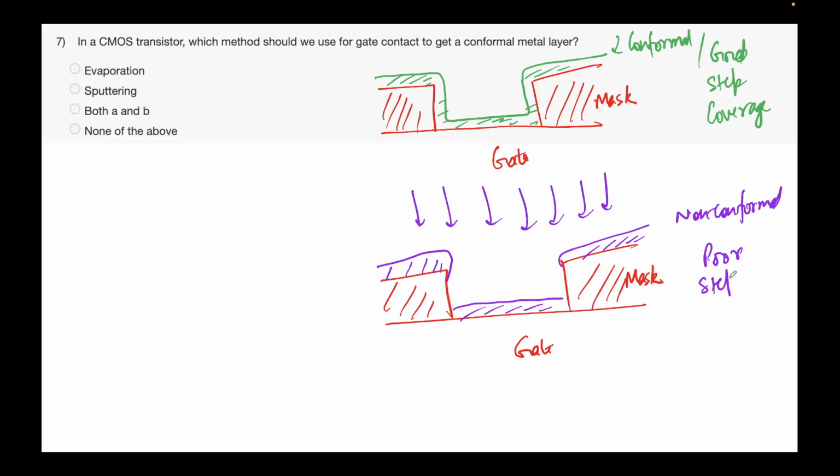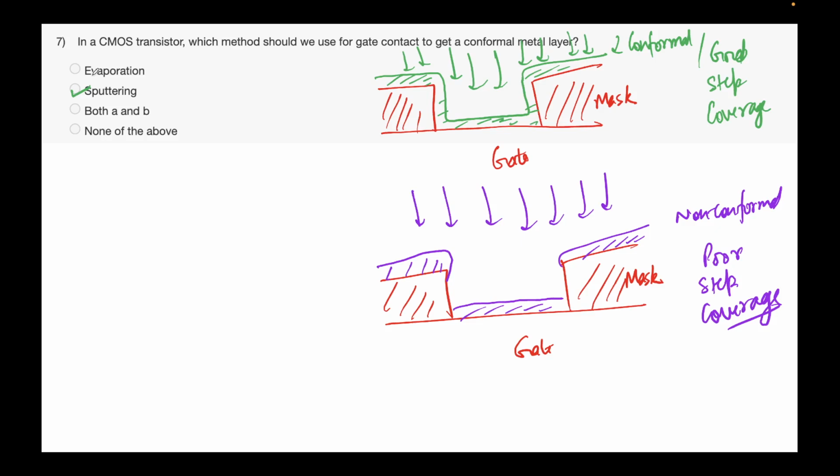step coverage. Okay, and again in the other case also, the metal was coming from some source, some crucible which I am evaporating or sputtering, using sputtering. Okay, so it just so happens that sputtering is a mechanism which gives good step coverage, or it's conformal. So if you want this to be continuous, then you should use a sputtering technique.